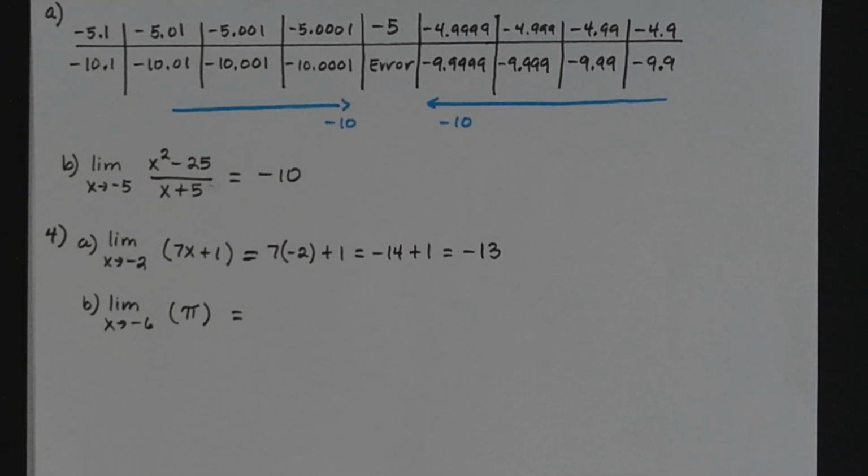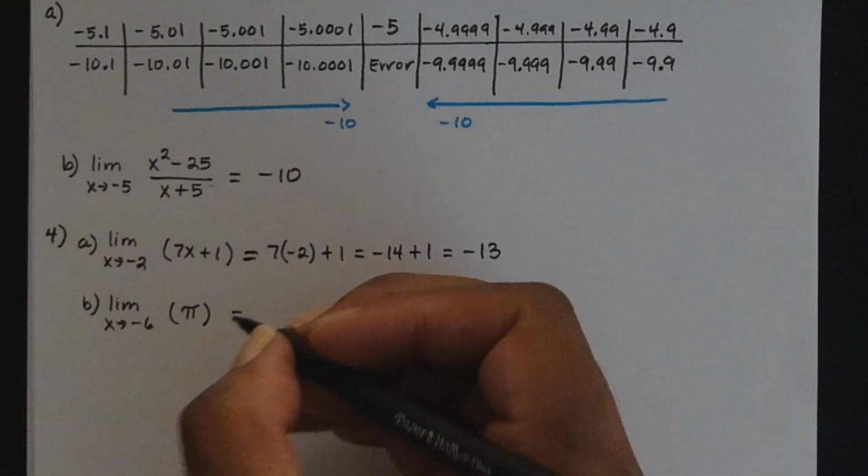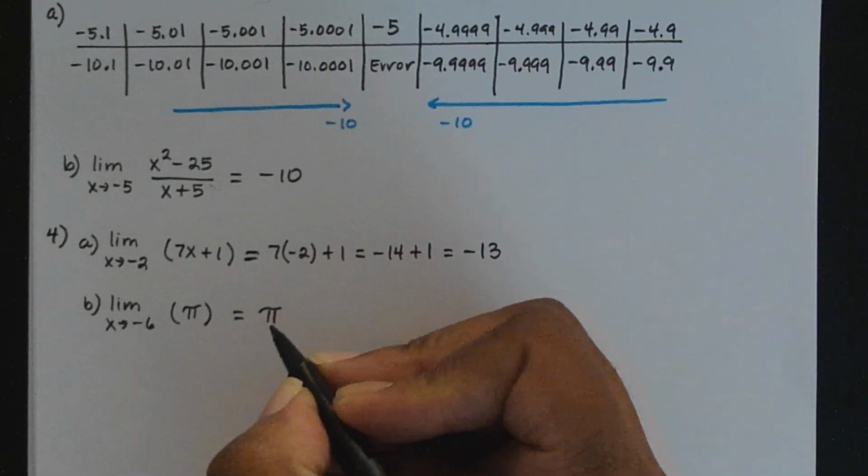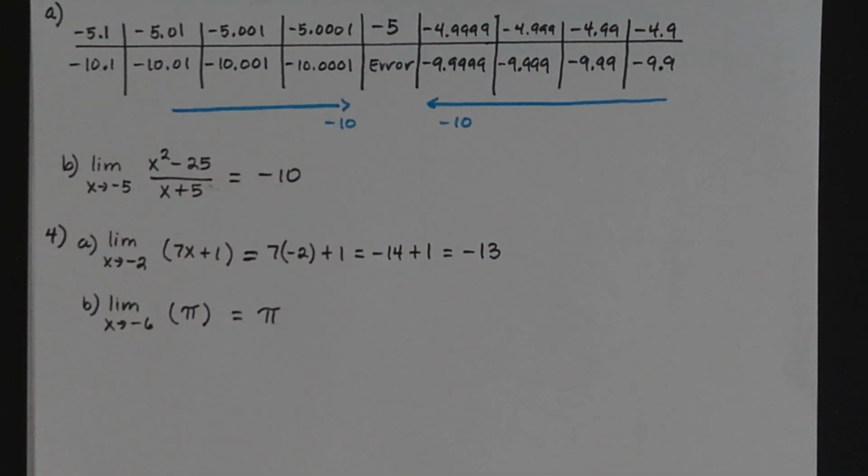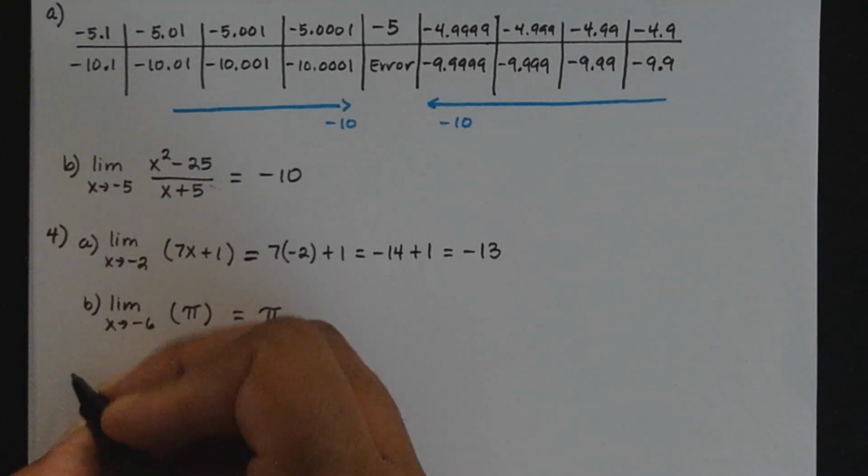Well, pi is equivalent to 3.1415927, and so on, which is a constant. And one of the limit laws is this, that the limit of any constant will always be that constant. So if I take the limit as x approaches -6 of pi, it would just be pi. That'd be your answer right there. All right, any questions about part B?